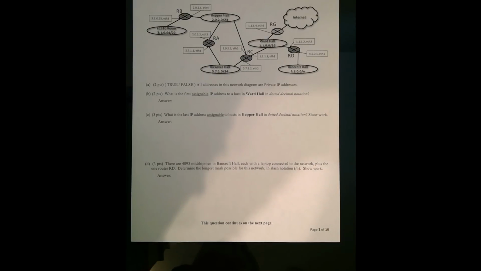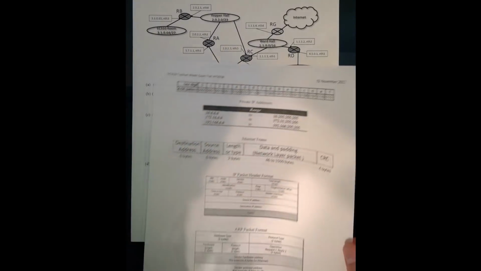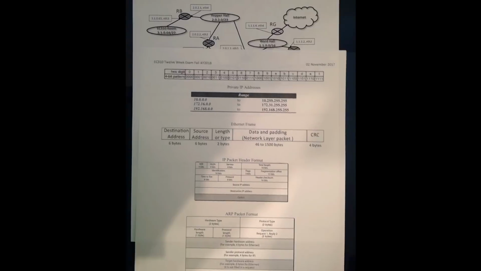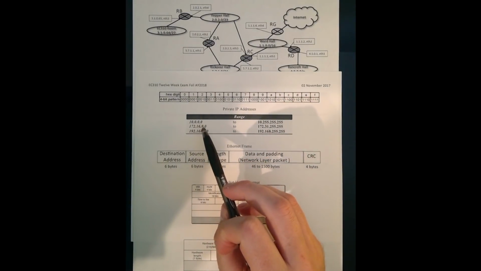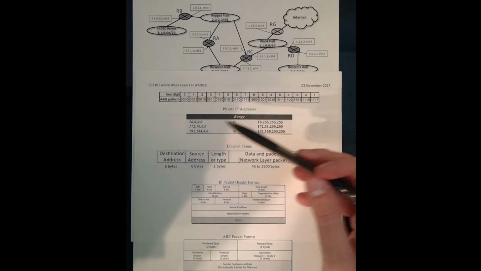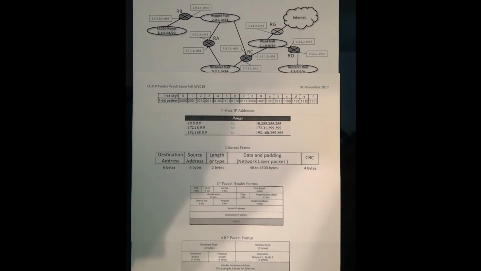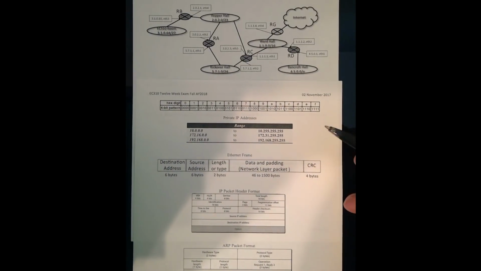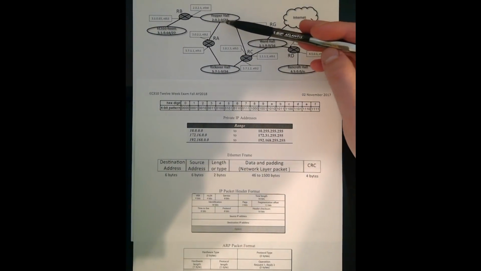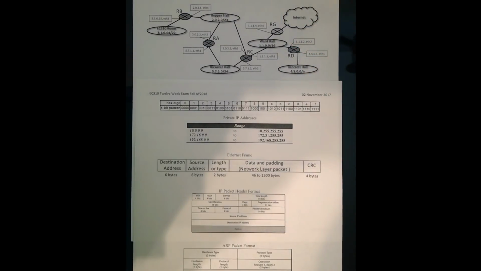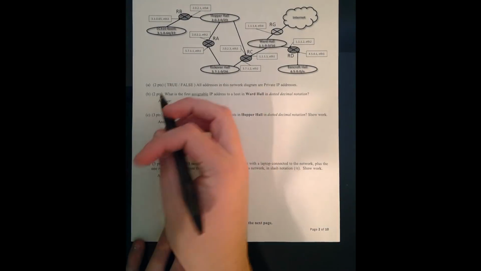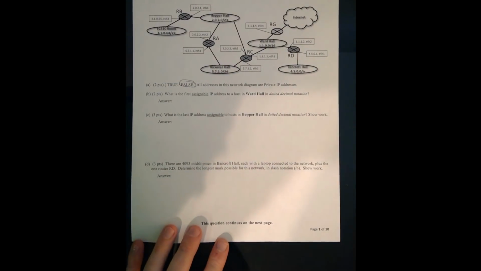The first question is true or false. All addresses in this network diagram are private IP addresses. So to answer that, we need to look at the addendum to the exam, and there's a private IP address range that is 10.something, 172.16.something, 192.168.something something. So we want to make sure there are some addresses that aren't within those ranges. It's pretty easy to see from the diagram that there are a lot of addresses that don't fall in those range. 2.0.2.0 is definitely not starting with 10, 172, or 192. So this is false. All of the addresses in the diagram are not private IP addresses.